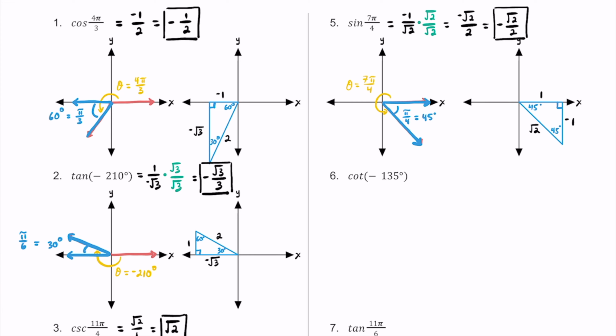For number 6, let's take a look at what cotangent of negative 135 degrees is. Now this is a reciprocal function, so maybe we'll look at tangent of that negative 135 first.